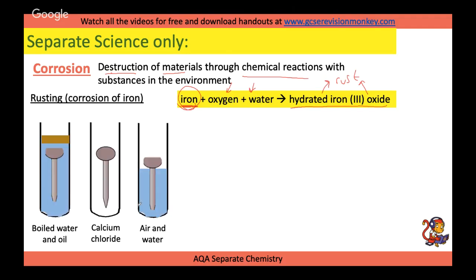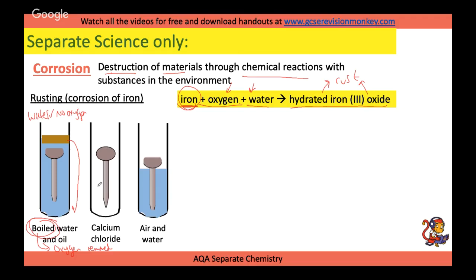You might see some results from an experiment a little bit like this, and you might need to determine the conditions needed for rusting. Let's have a look at this one. A few key points. If you see boiled water, that means that the oxygen has been removed. So in this example, you've got a nail in water, but there's a layer of oil on the top which will stop any oxygen getting in, and it's been boiled. So it's in water and there's no oxygen. So because it requires both, that shouldn't rust.